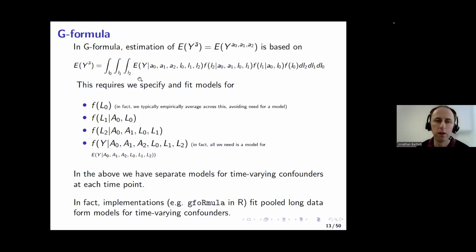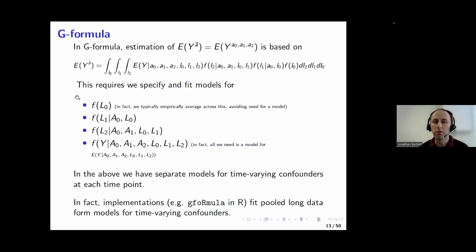Estimation of causal contrasts in the context of G-formula is based on this formula here, which, given those preceding identification assumptions, you can show that the expected value of the outcome under a given treatment sequence of interest can be expressed in terms of this nested integral. Here we've got the expected outcome given the treatment values of interest, the sequence of values, for example, 0, 0, 0, the confounders at the earlier time points, and here we've got the conditional distribution of each of the time-varying confounders given the earlier values.